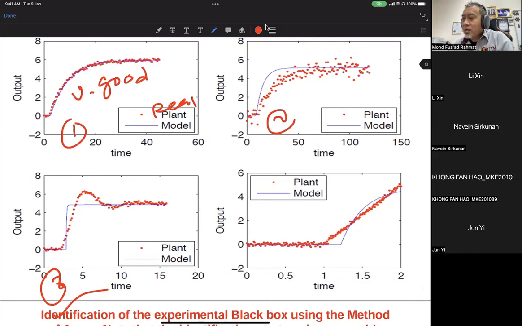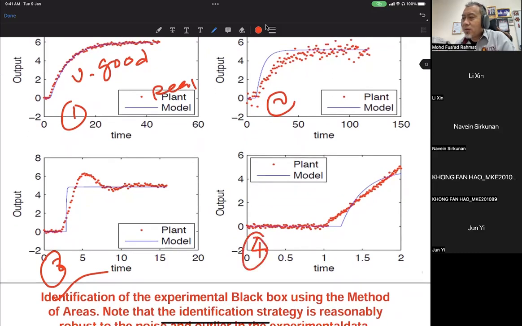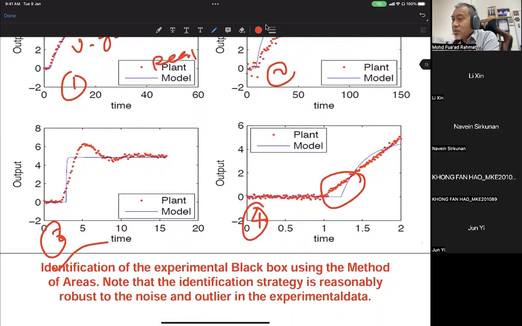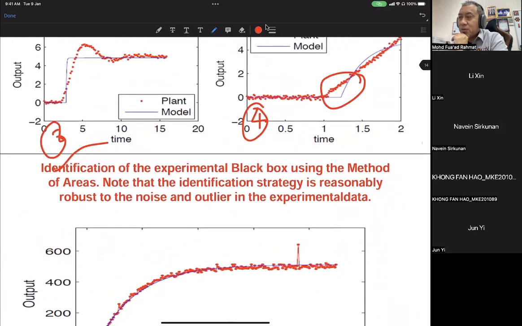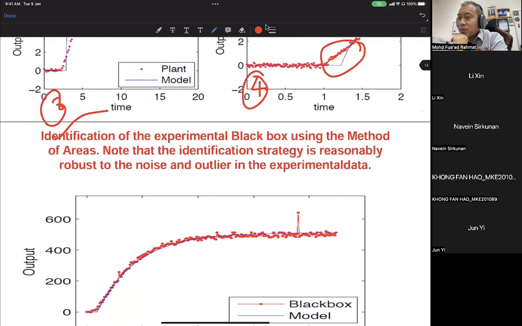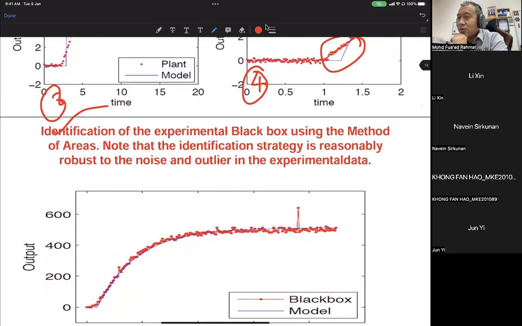Then number 4 is quite satisfactory. The first estimation follows the red dot data, but at this corner frequency, it fails to do so. So that's why we have to accept that identification of the experimental black box using the method of areas sometimes has a disadvantage. You can see that from the four graphs here. Only one graph is very good and satisfactory.